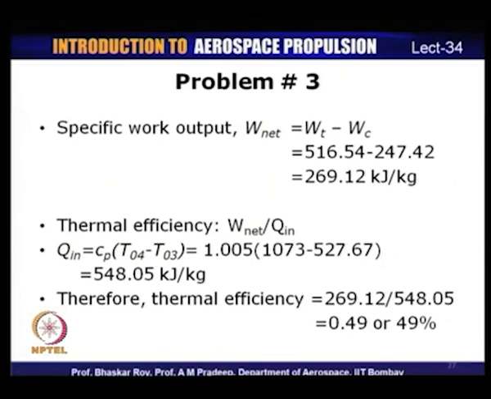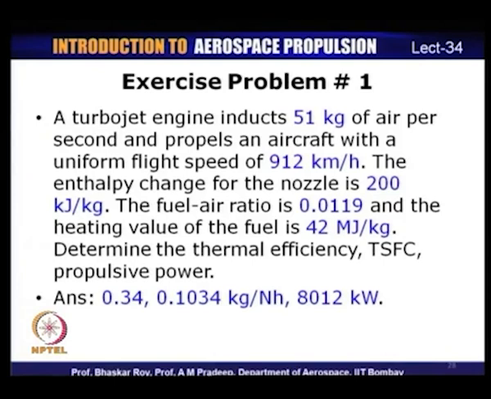So, I have now 3 exercise problems for you which you can solve based on what we have discussed in today's lecture. The first exercise problem for you is on a turbojet engine. A turbojet engine inducts 51 kilograms of air per second and propels an aircraft with a uniform flight speed of 912 kilometers per hour. The enthalpy change for the nozzle is 200 kilojoules per kilogram. The fuel to air ratio is 0.0119 and the heating value of the fuel is 42 megajoules per kilogram.